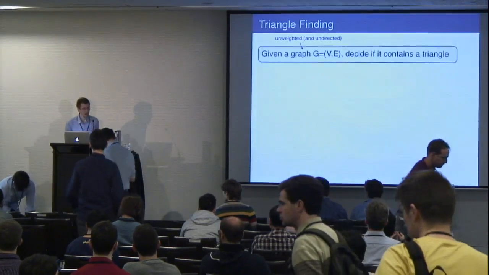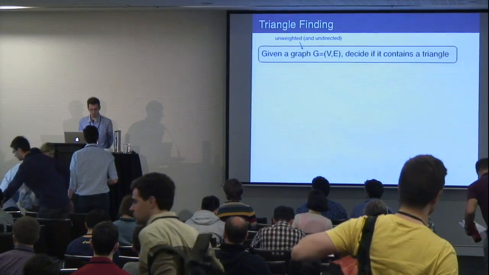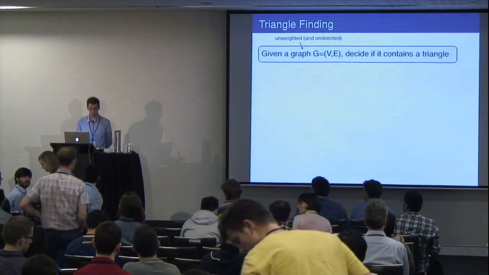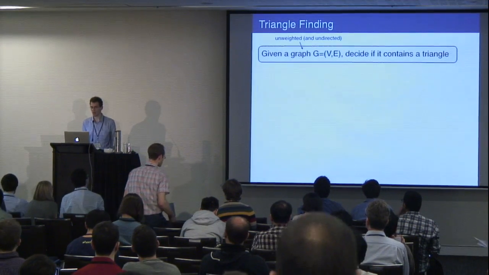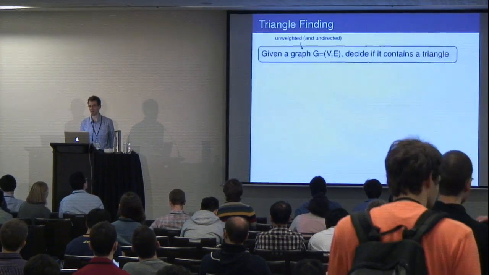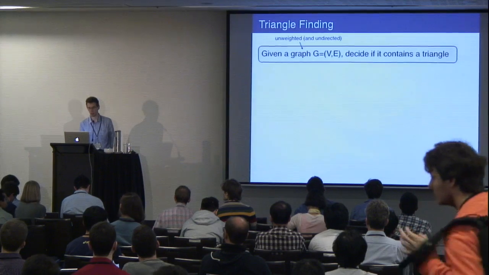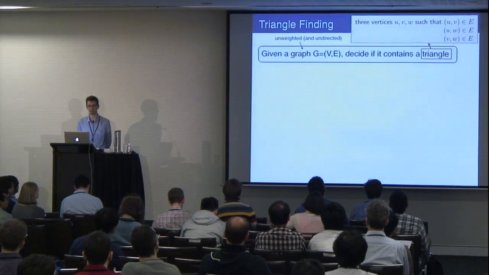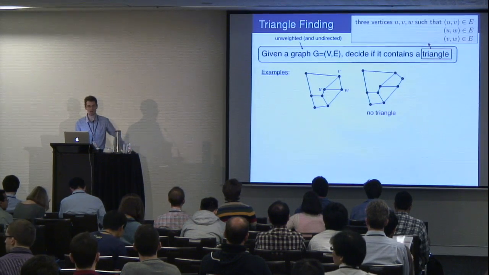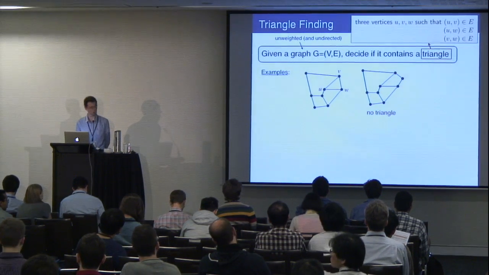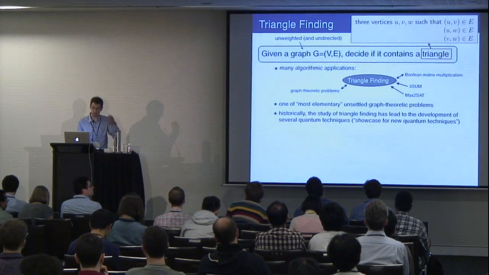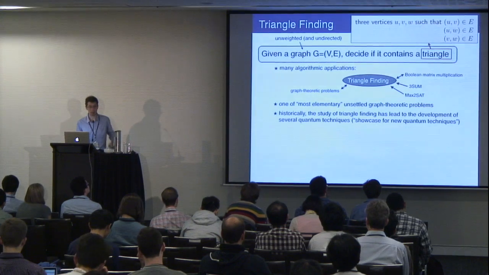Okay, thank you. So in this talk we will consider the following problem. We are given a graph, unweighted and undirected, and we want to decide if it contains a triangle or not. A triangle means 3 vertices u, v, w, which are all connected. For example, the graph on the left has a triangle u, v, w, and the graph on the right has no triangle.